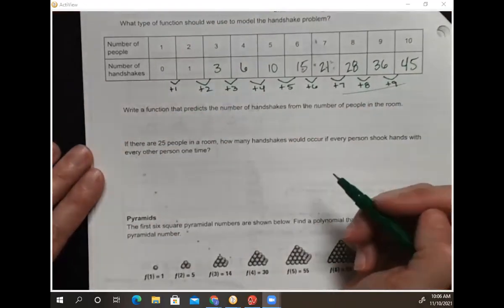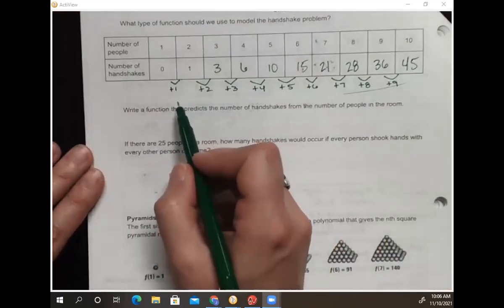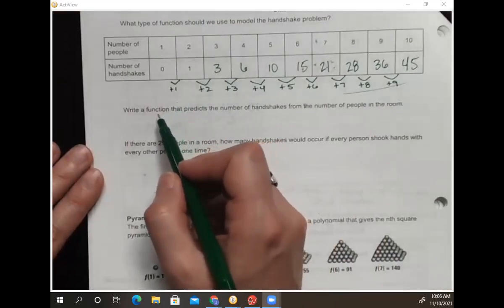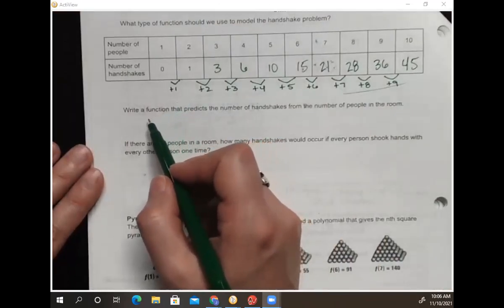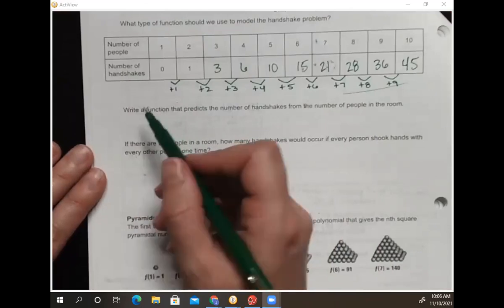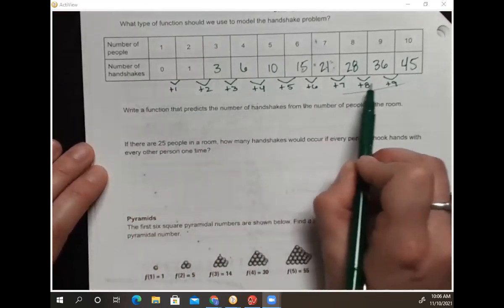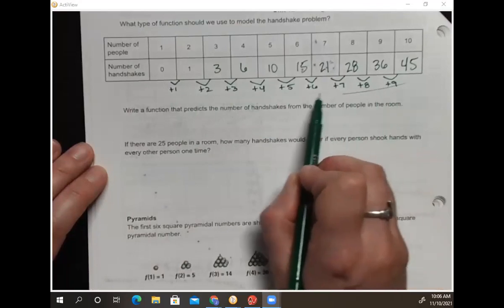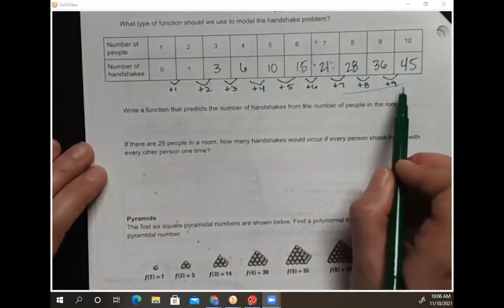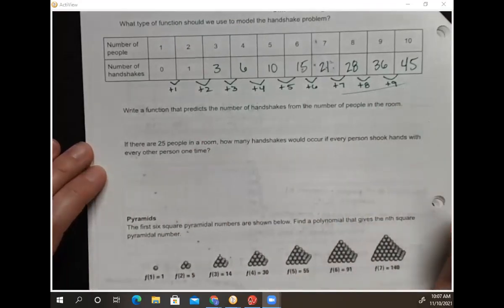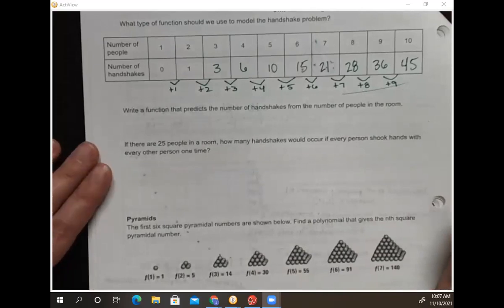So this is what we had talked about before. We had also said that that data on our scatter plot did not look linear. It didn't look like it was falling in a straight line. And based on what we're seeing here from those outputs, since this is not the same every time, it's not a linear function. I can't model it with a linear function.